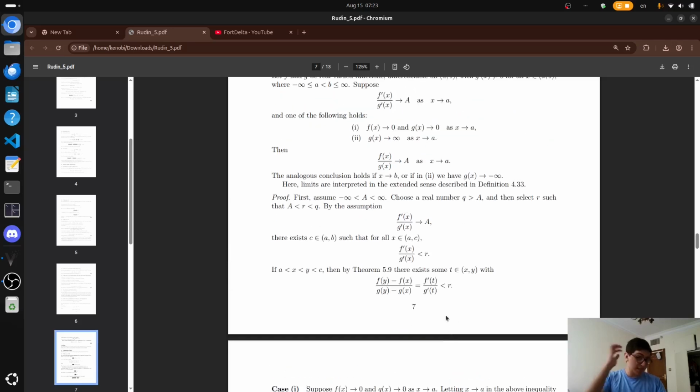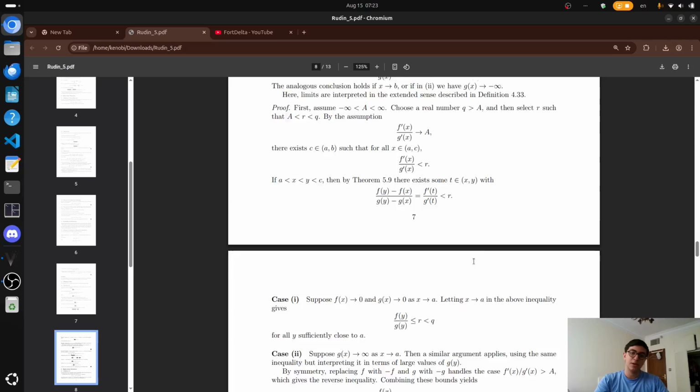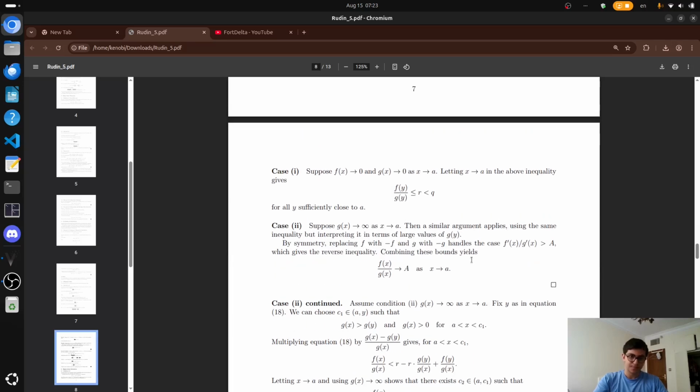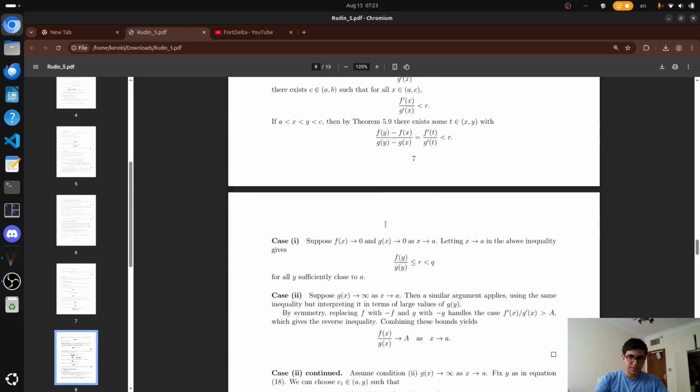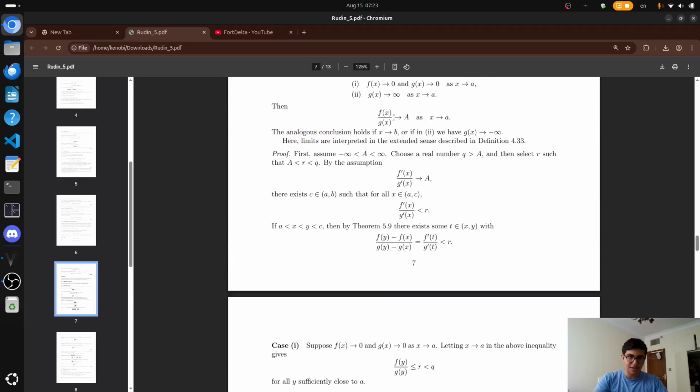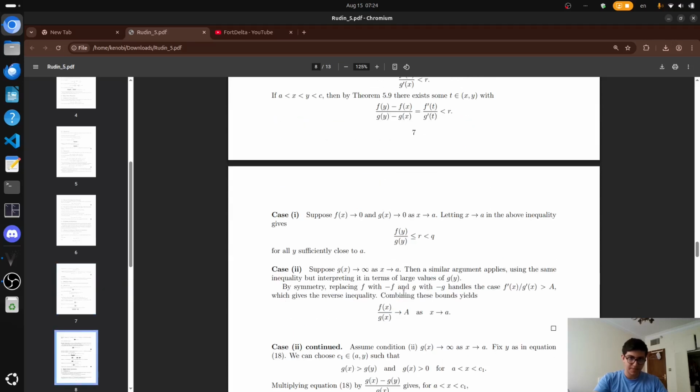And notice the second part of the proof is to, instead of taking it less than a value, take it to be greater than a value, and put 2 bounds on them to show that they go to the same thing. Now for case 2, it's when g of x goes to infinity as x goes to a.